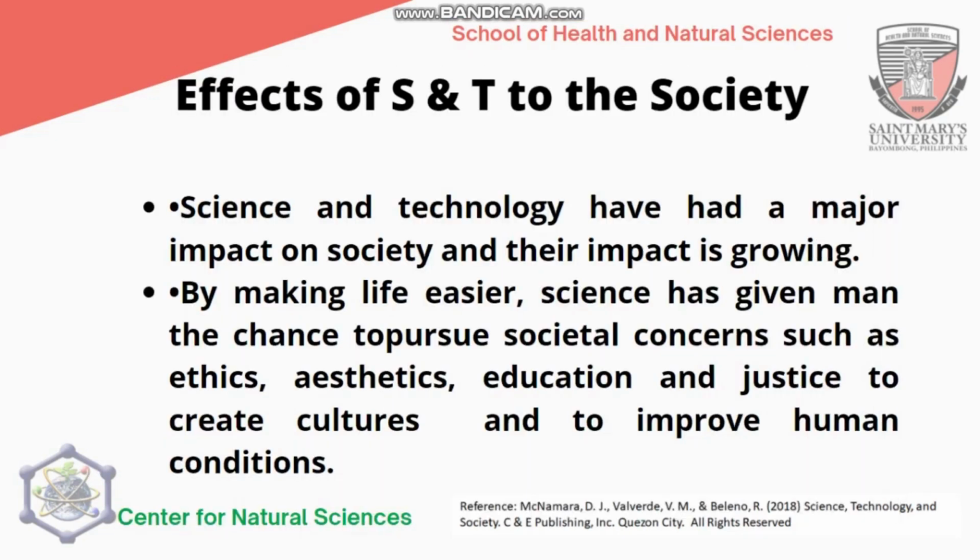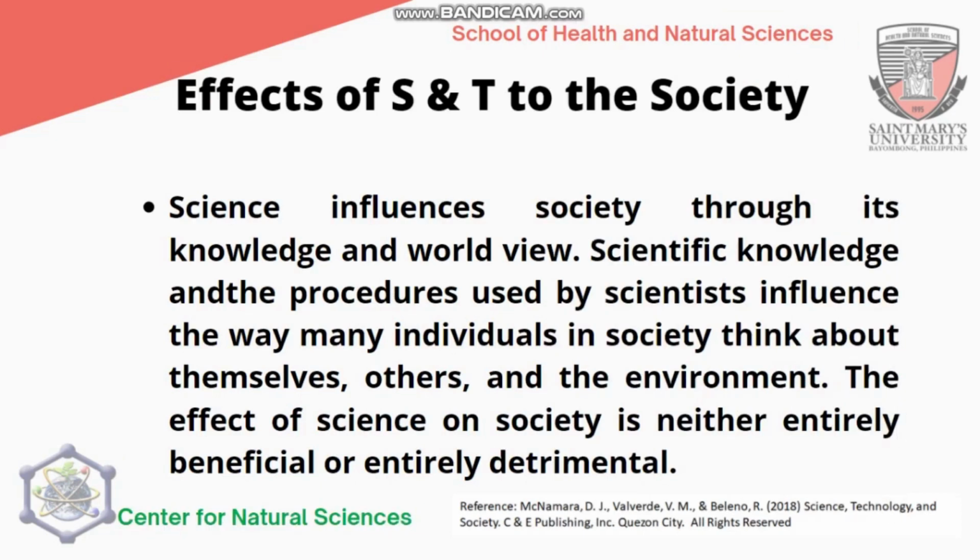Effects of science and technology to the society. First, science and technology have had a major impact on society and their impact is growing. By making life easier, science has given man the chance to pursue societal concerns such as ethics, aesthetics, education, and justice, to create cultures and to improve human conditions. What else? Science influences society through its knowledge and worldview. Scientific knowledge and the procedures used by scientists influence the way many individuals in society think about themselves, others, and the environment. The effect of science on society is neither entirely beneficial nor entirely detrimental.